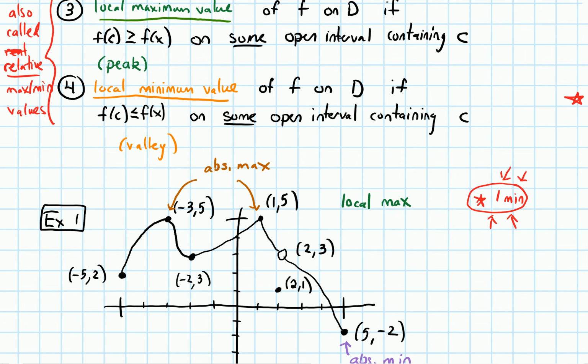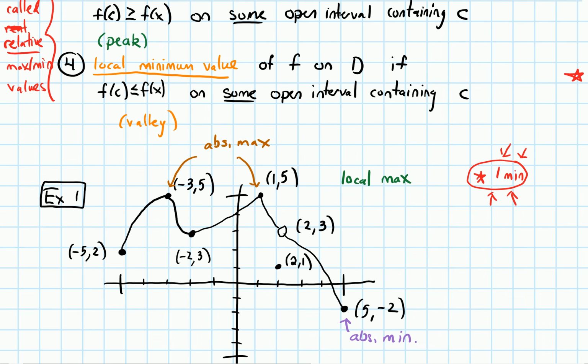All right, so hopefully you've tried that for about a minute, and hopefully you have an idea of where those might be. Okay, so for local max, there are 2 places. There's sort of 2 peaks here, one at 1, 5, and one here at -3, 5. Okay, so that could happen. Sometimes the absolute max and the local max happen to be at the same place.